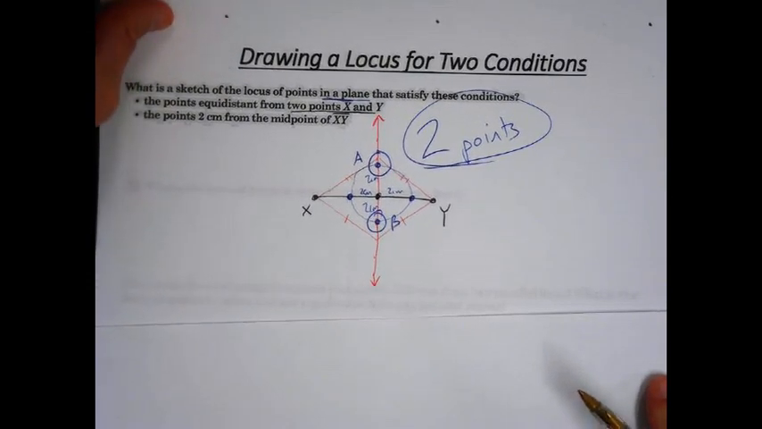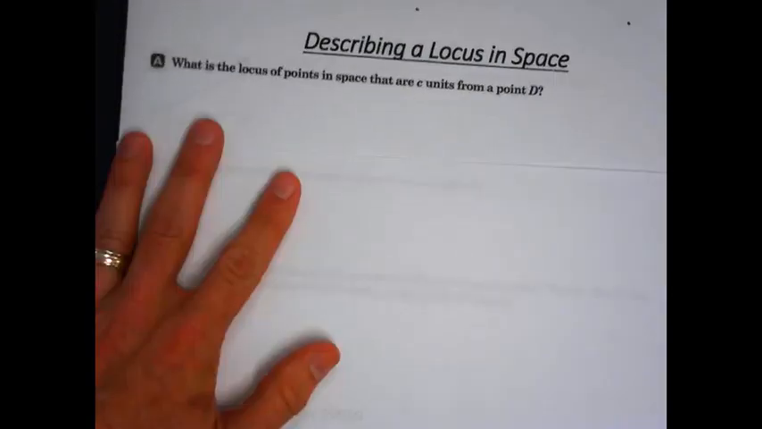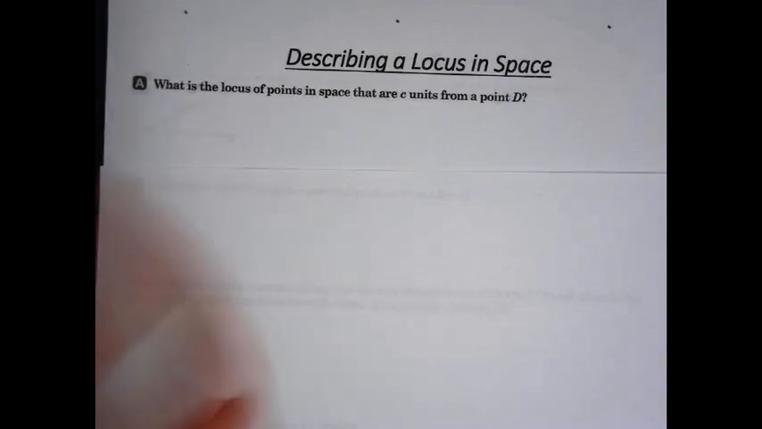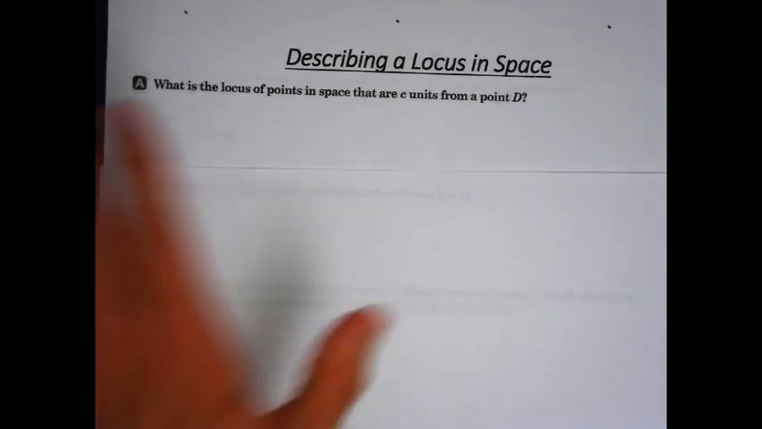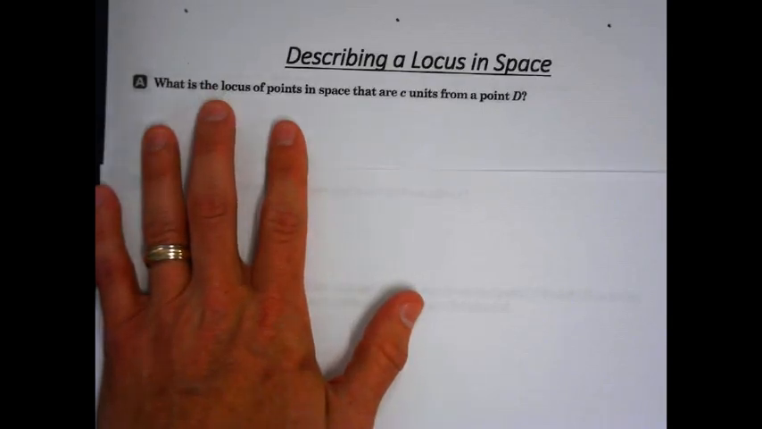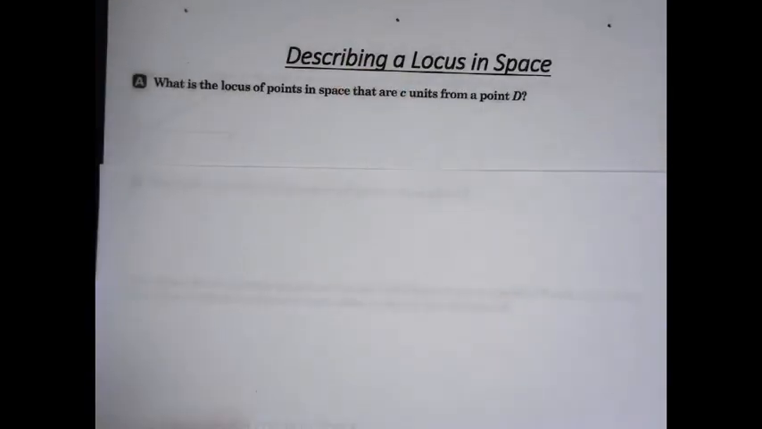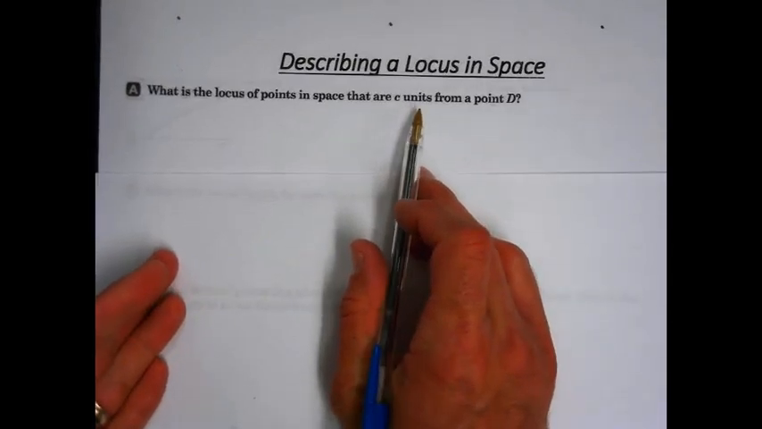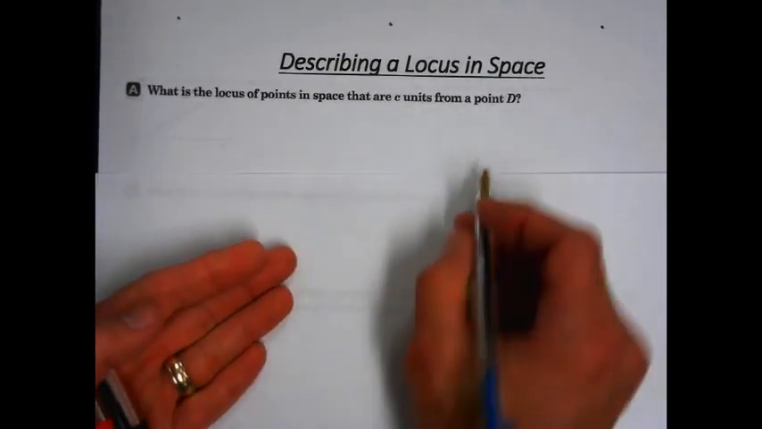All right, so now on to space, the final frontier. So now we're going to talk about loci in space. What is the locus of points in space that are C units from a point D? It doesn't matter how many units. Let's say, if you say 5 units, it doesn't matter. I don't get it because we're in space. If this was on a plane, hopefully you know we're dealing with a circle. But now we're in space.